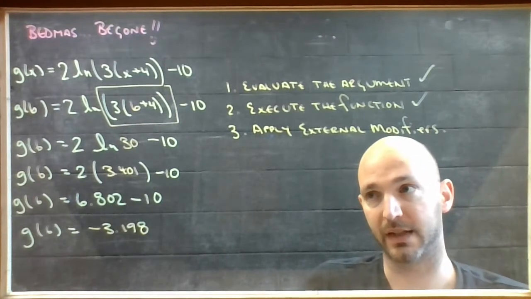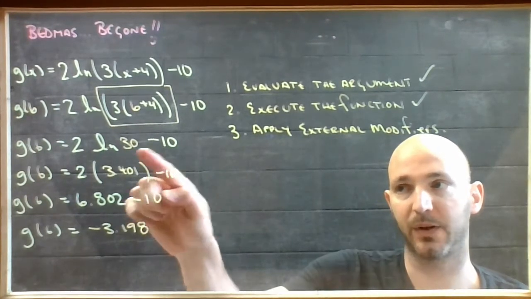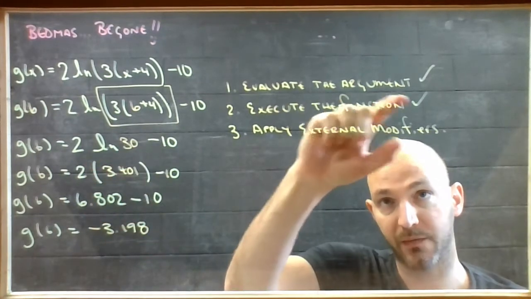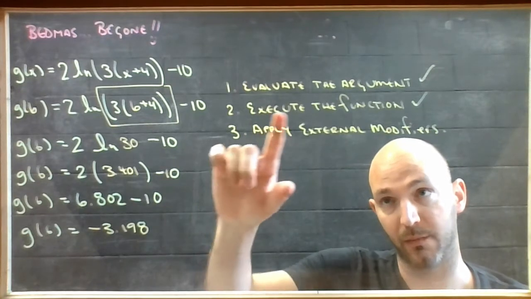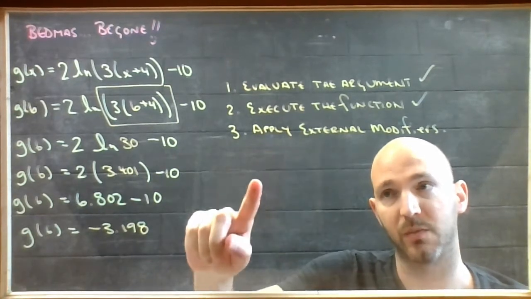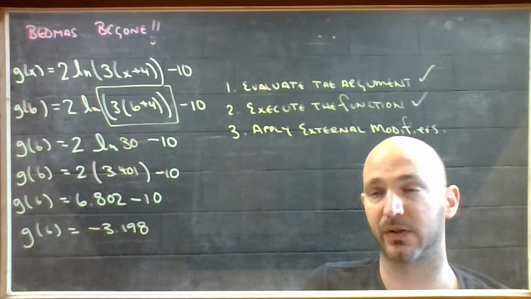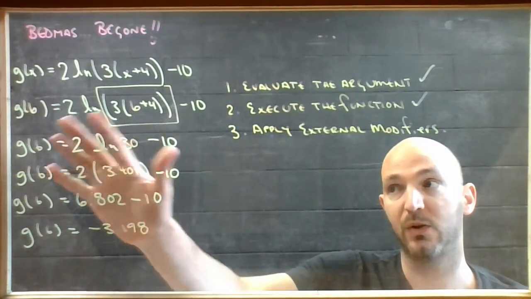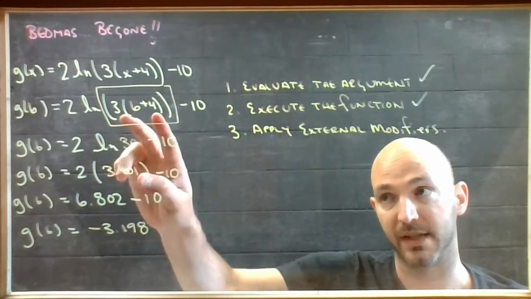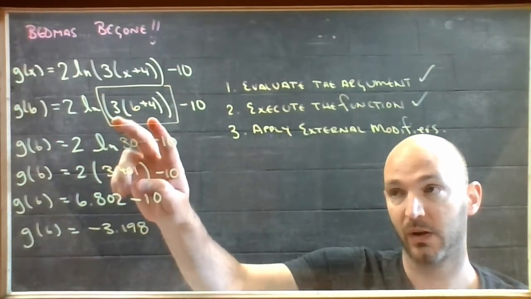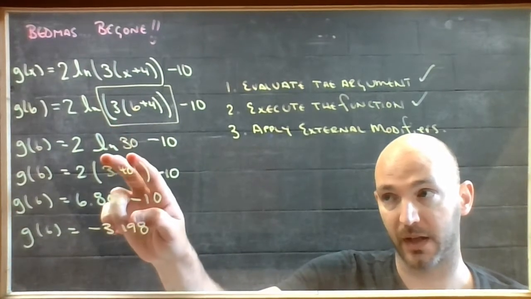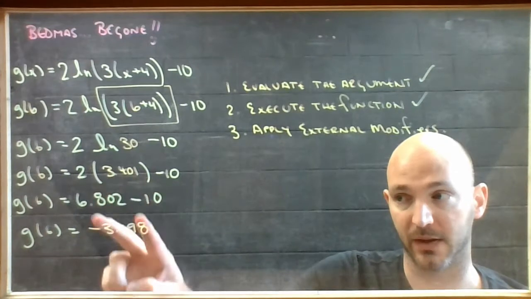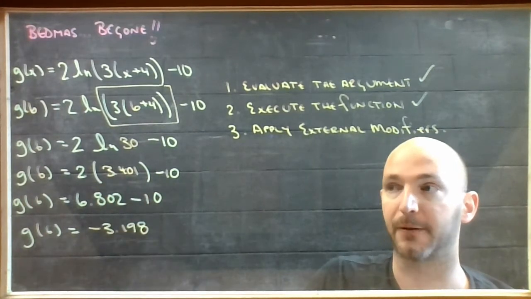So you'll notice that even though it looked like it said 30 minus 10 here, you couldn't do 2 ln 20, because that would violate these rules. It would have meant that you started applying external modifiers before you executed the function. So be very careful about that. Everything like this, when you have a number to fill in, you must evaluate the argument first. Once you have the argument done, you apply the function. Once you have the function applied, then you can apply those external modifiers to get your final answer.